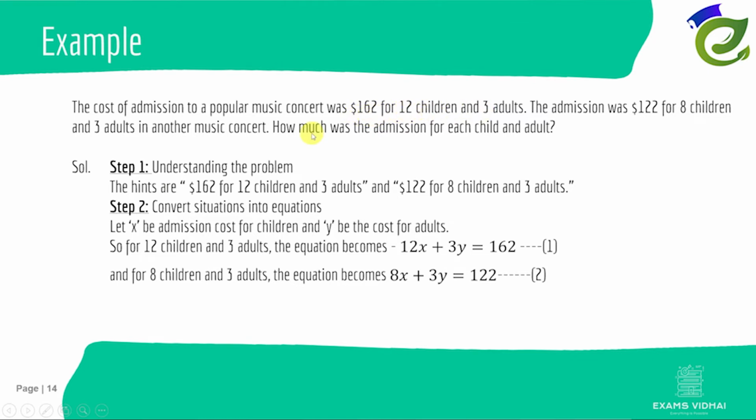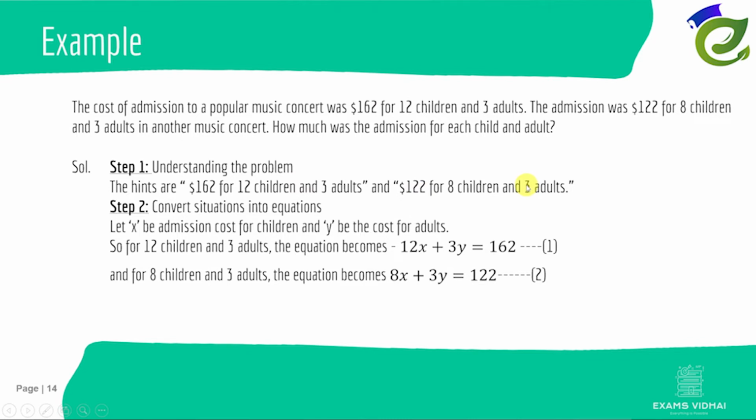If you can see the question, you can see hints as $162 for 12 children and 3 adults. So what are the unknowns here? What are they asking us to find? What is the admission cost for child and adult? So that is the unknown. Now what are the hints given? They gave $162 for 12 children and 3 adults and $122 for 8 children and 3 adults.